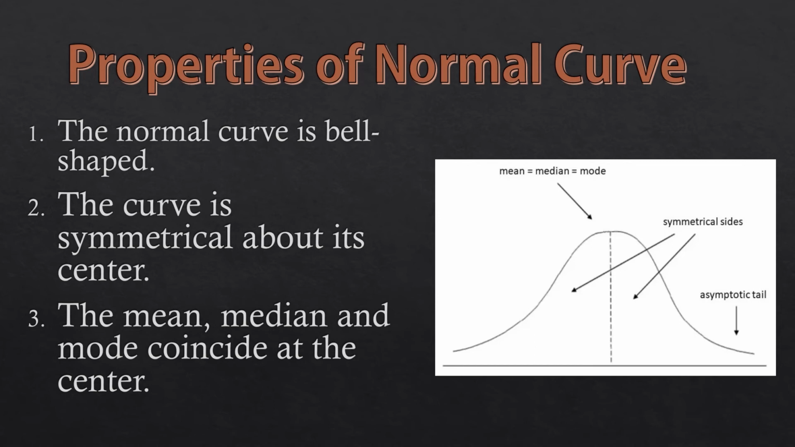Here is the symmetric side, so when we divide the curve into two sides, it should be symmetric. This is the middle, from the peak to the horizontal axis. This is also what we call the mean. The mean, median, and mode coincide at the center. They are all here at the peak, at the center. That means this normal curve is unimodal. The mean, median, and mode are equal.